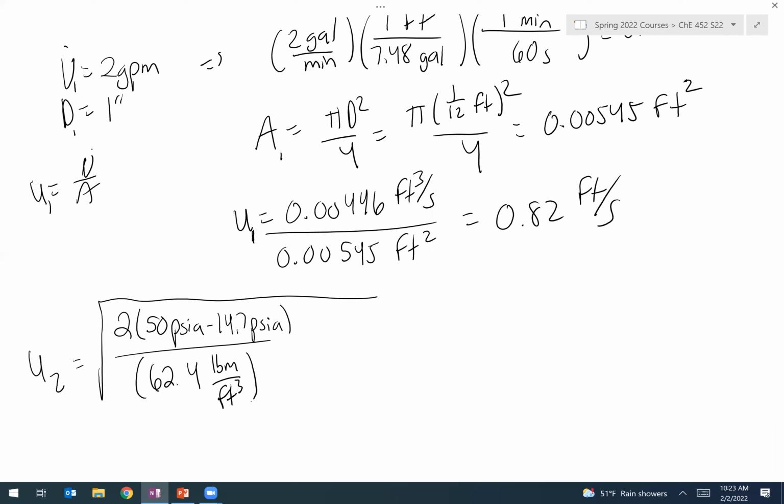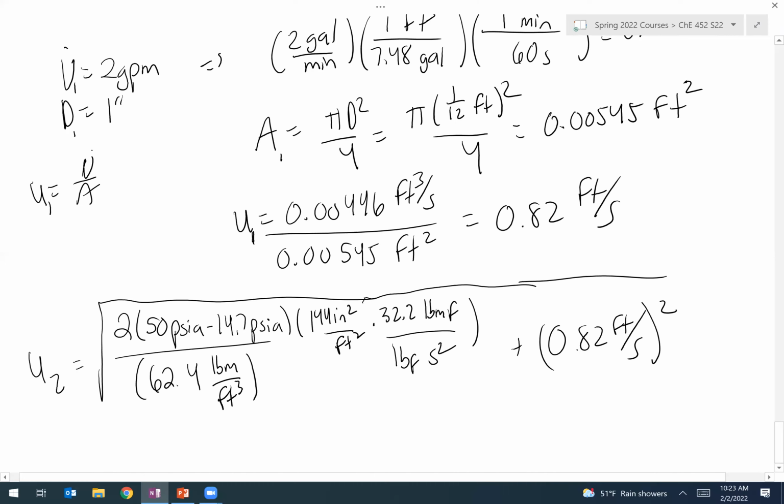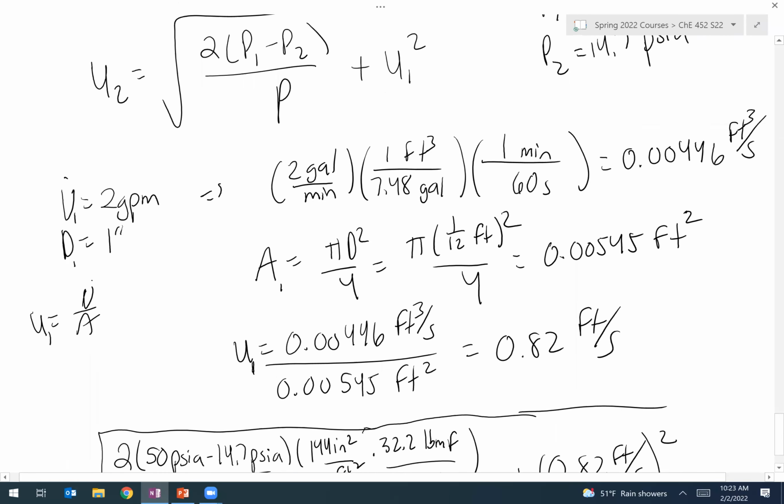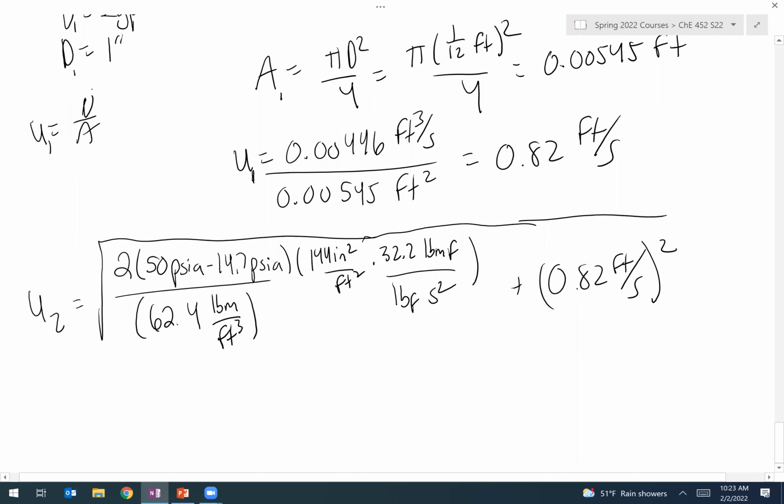So I have pound force per inch squared. If I multiply this times 144 square inches per square foot, and then I need to multiply it by g sub c, 32.2 pound mass feet per pound force second squared. That should clean up my units. And then I put plus (0.82 feet per second) squared for that final term. I can check it with my equation, look at it. And all I've got to do is run the calculation to solve for U2. So let's see what we get.